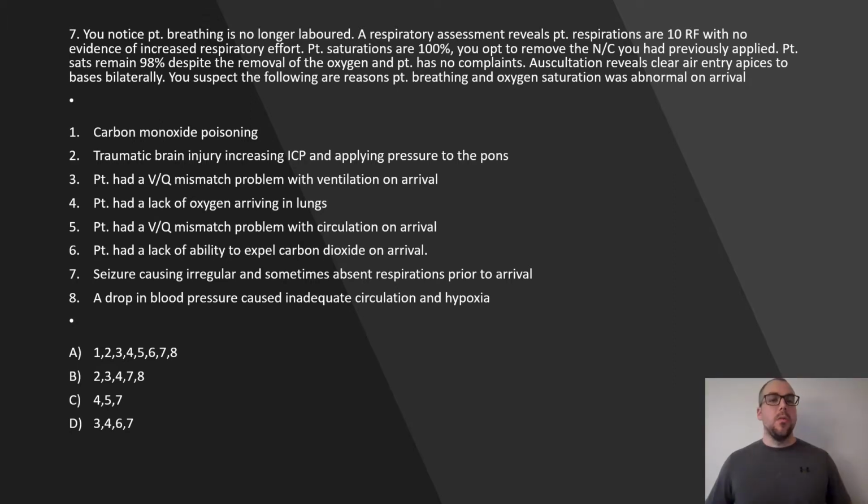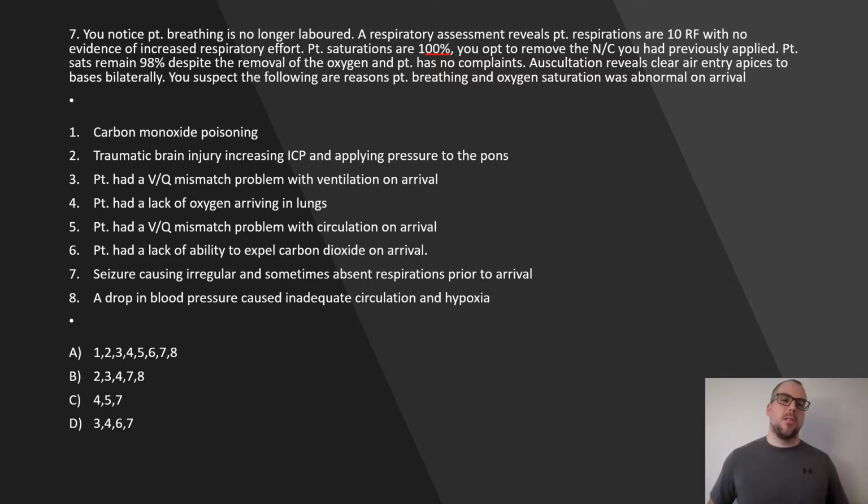So, you notice the patient's breathing is no longer labored. Respiratory assessment reveals patient respirations are 10, regular and full, with no evidence of increased respiratory effort. That sounds good. Patient SATs are 100%. You opt to remove the nasal cannula you had previously applied. Patient SATs remain 98% despite the removal of the oxygen. So he's doing way better. Patient has no complaints. Auscultation reveals clear air entry, apices to bases, bilaterally. You suspect the following are reasons patient's breathing and oxygen saturation was abnormal on arrival.